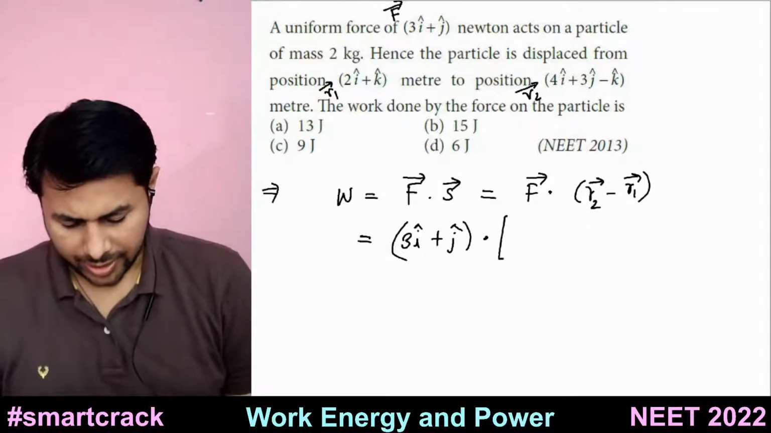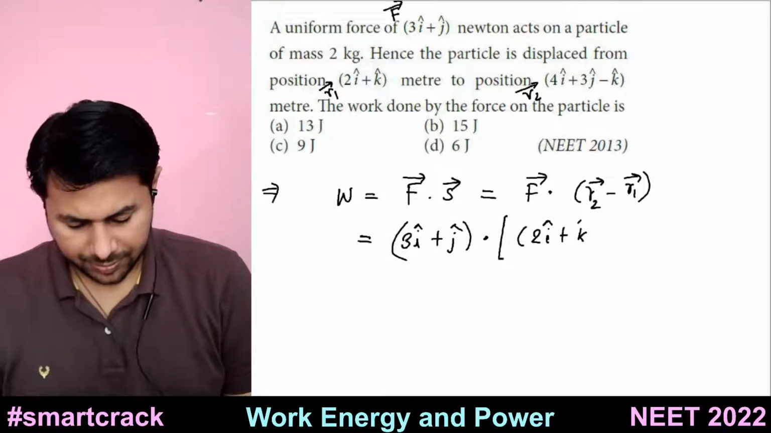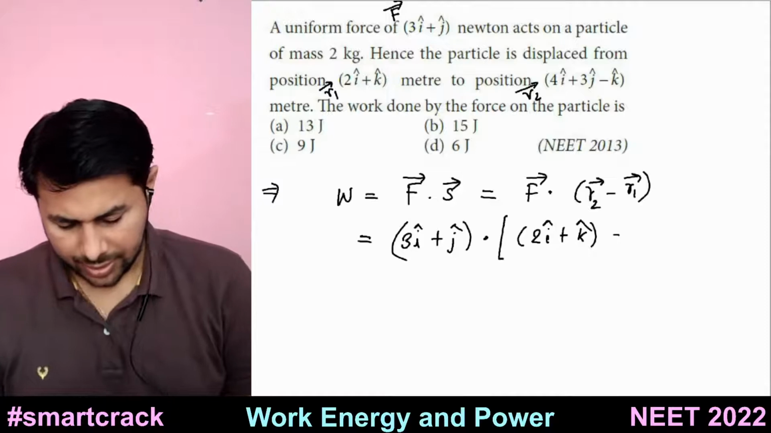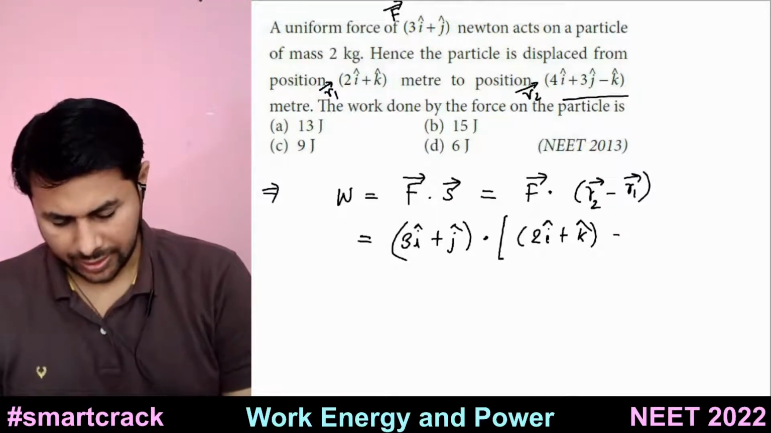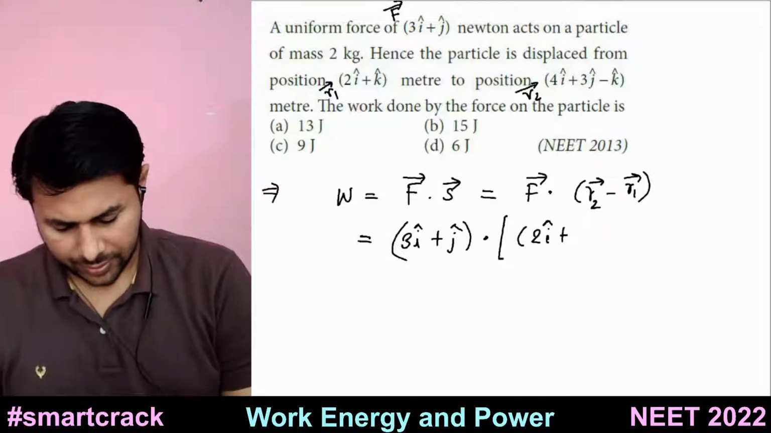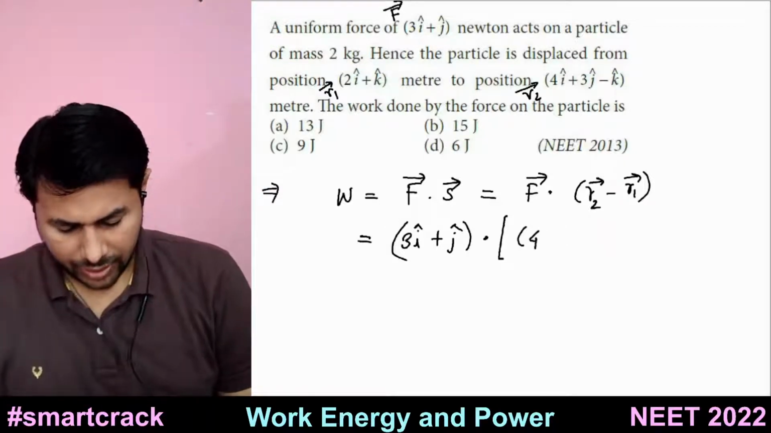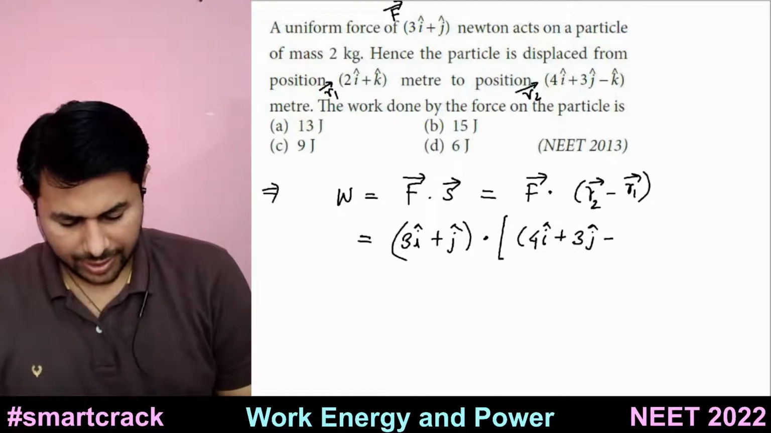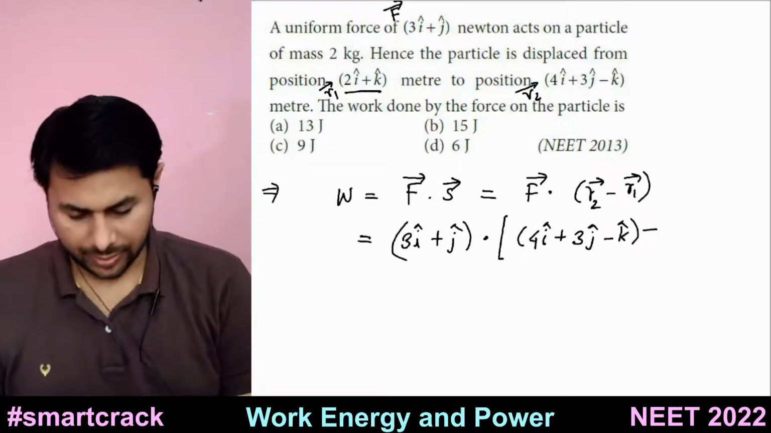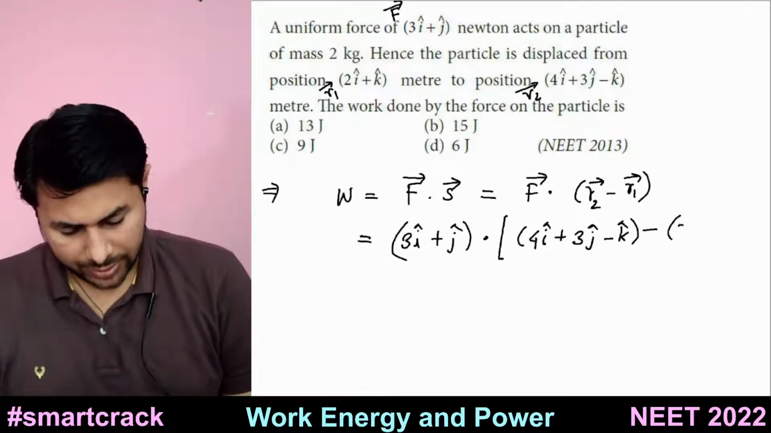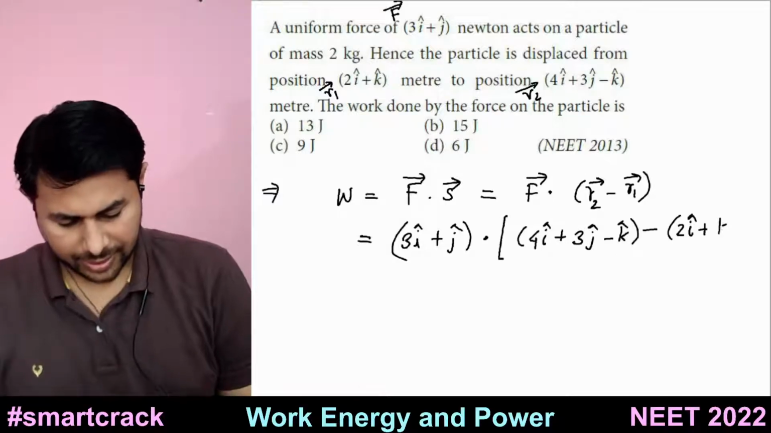So what is r2 bar? It is 2i cap plus k cap. What is r1 bar? Oh no, r2 bar was this one, right? So r2 bar is 4i plus 3j minus k cap, minus r1 bar, which is this one, 2i cap plus k cap.